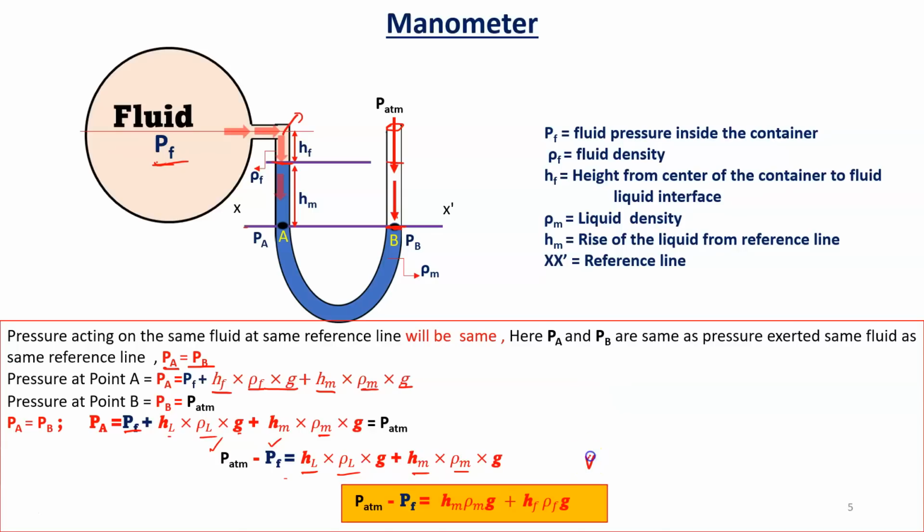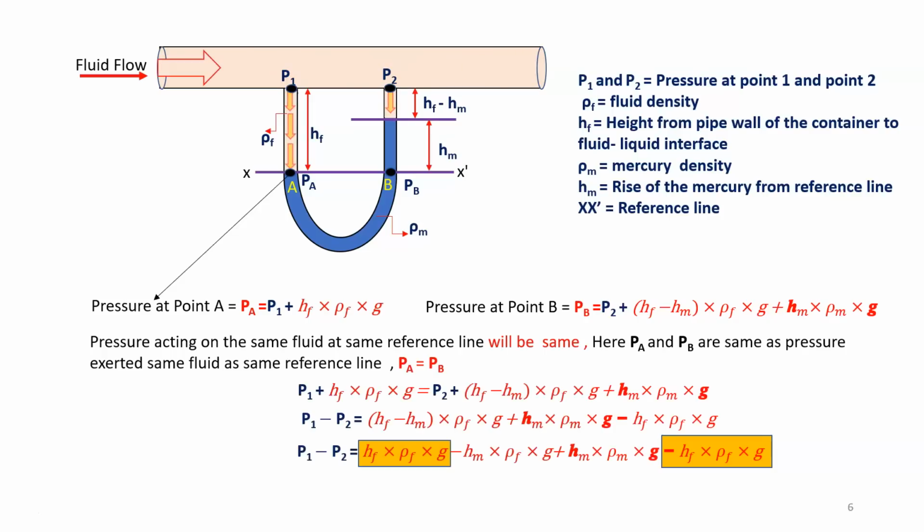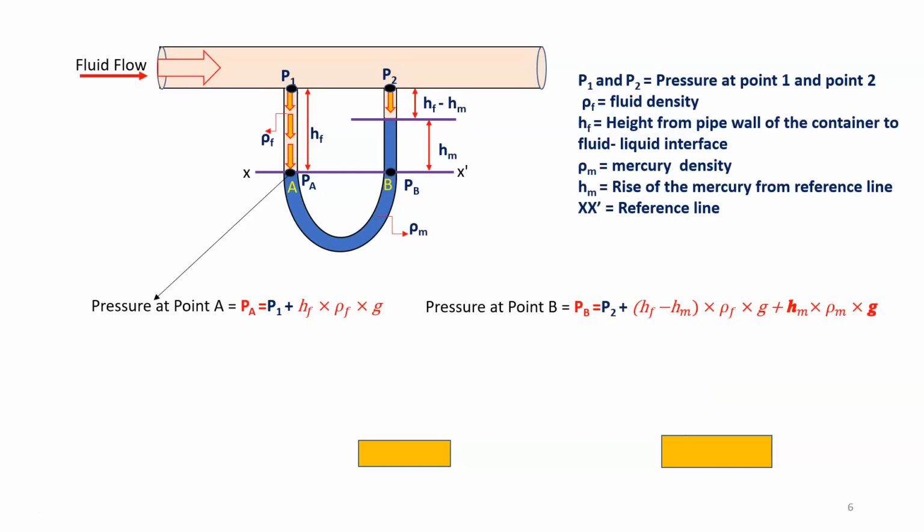Okay, next another example. Now very interesting, liquid is actually moving in a pipe, liquid is flowing in a pipe. Now we have to calculate what will be the pressure if we take 2 points, point 1 and point 2, and if we connect a U-tube manometer, what will be the pressure difference between P1 and P2.